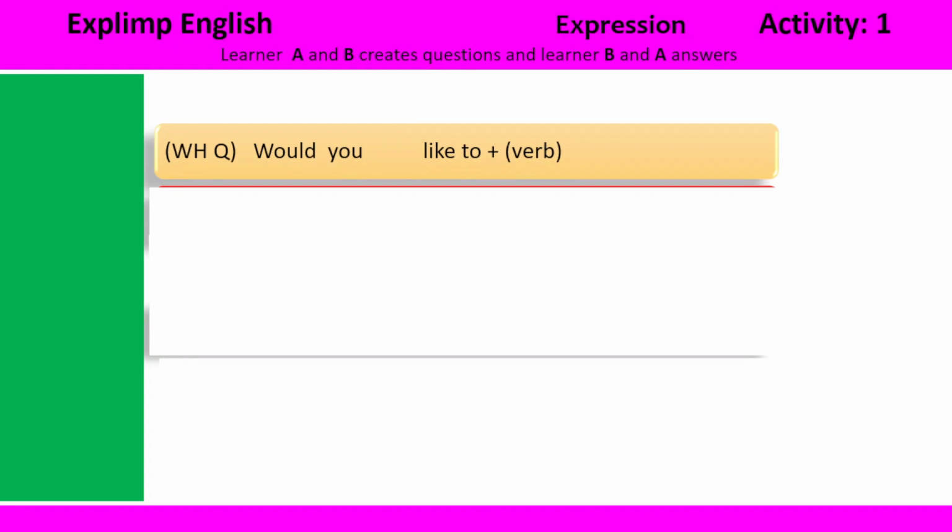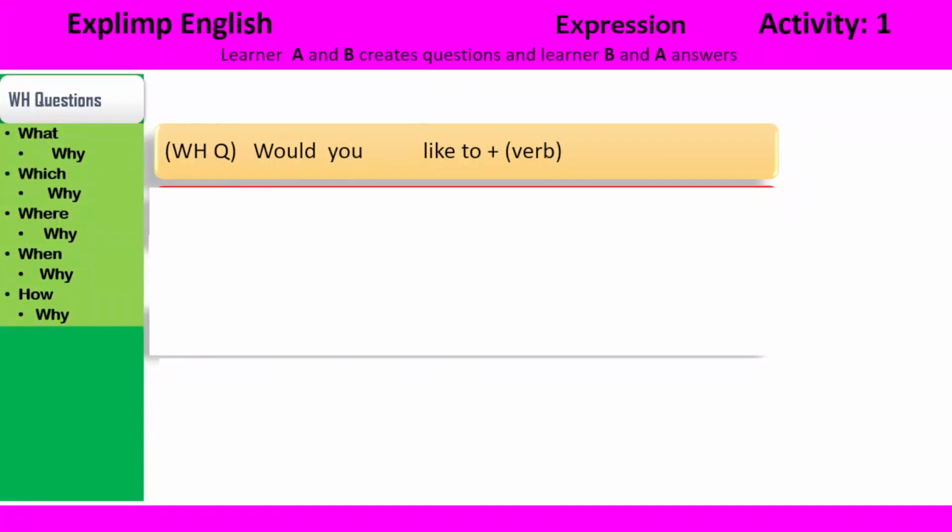Now here we see WH questions, would you like to plus verb. So here at the start of the phrase you can see WH questions, and on the left side you can see WH questions like what, why, which, why, where, why, when, why, and how, why. And we also see a list of pronouns, who and why, whose and why, whom and why. So from these WH questions and pronouns, we could create 1, 2, 3, 4, 5, 6, 7, 8, 9, 10, 11, 12, 13, 14, 15, 16 more questions just by using one verb, right?